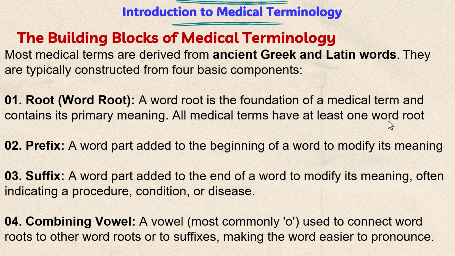Second one, prefix, a word part added to the beginning of a word to modify its meaning. Third, suffix, a word part added to the end of the word to modify its meaning, often indicating a procedure, condition, or disease. You can understand when we look at the examples. Fourth one, combining vowels. A vowel, most commonly O, used to connect word roots to other word roots or to suffixes, making the word easier to pronounce.